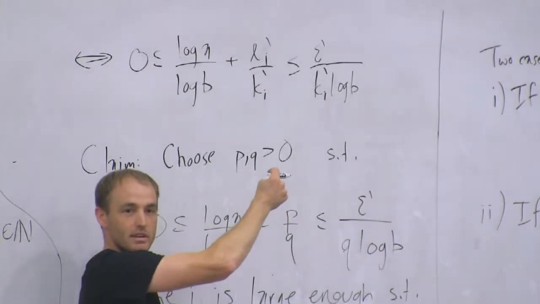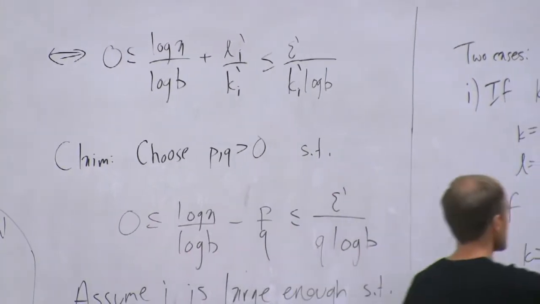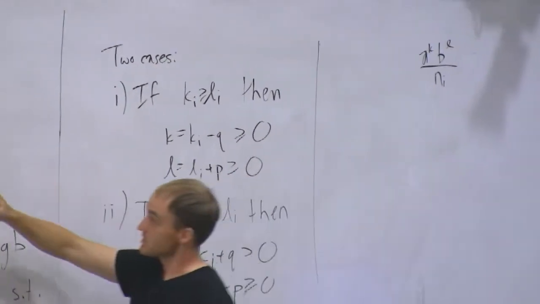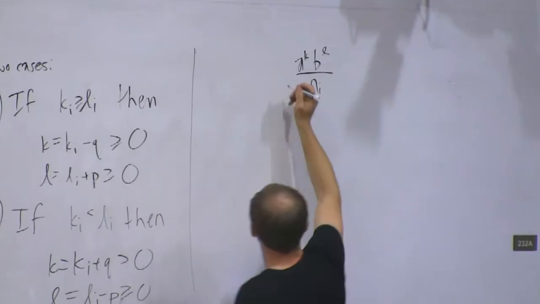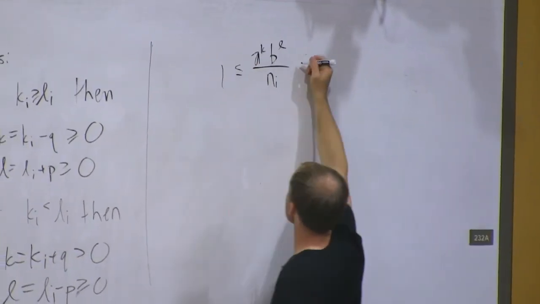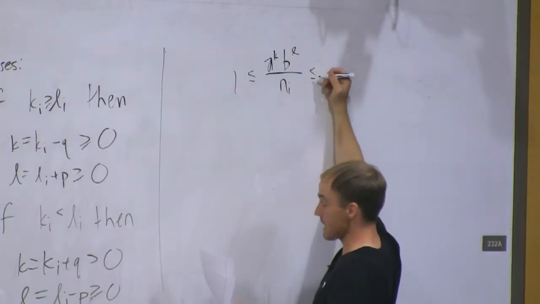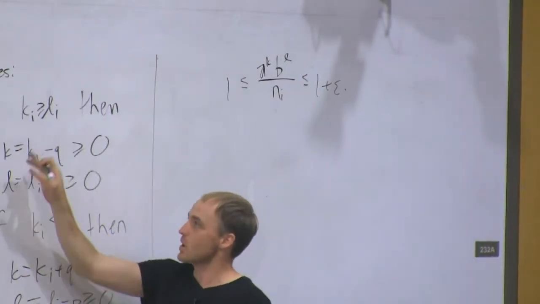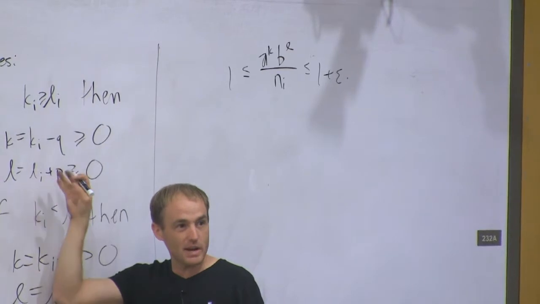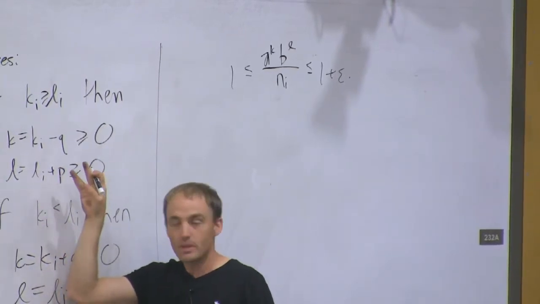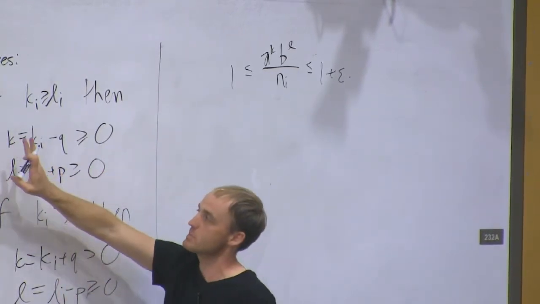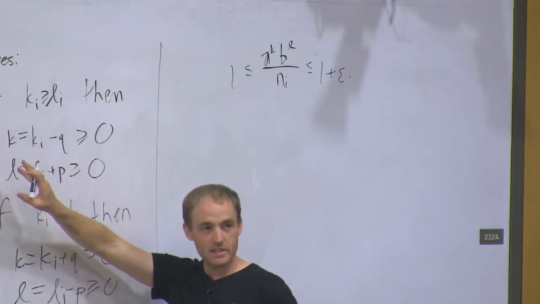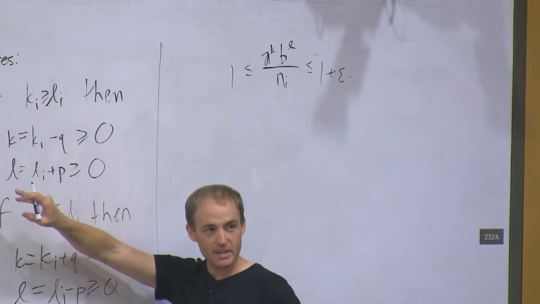It's an annoyance. The point is that I can always choose these numbers so that, tracing back through the steps, the ratio between a to the k, b to the l over ni is bigger than or equal to 1 and less than or equal to 1 plus epsilon. Now, the reason why I didn't just write take k prime to be this and l prime to be this, let me back up a second here.